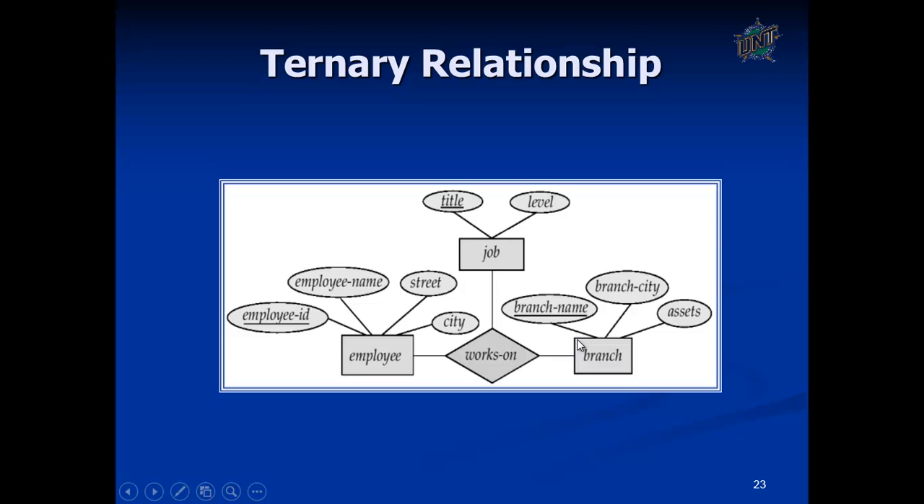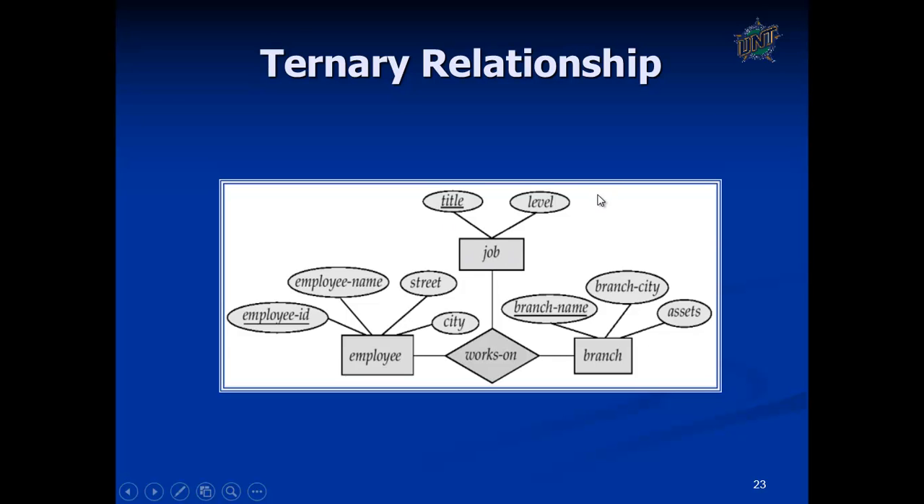Next is ternary relationship. Ternary means when three entities participate in a relationship. For example, employee works on branch and job. Employee works on job and employee works on branch. This is an example of ternary relationship. Employee has employee ID, employee name, street and city. Similarly, branch has branch name, branch city and assets, and job has title and level.